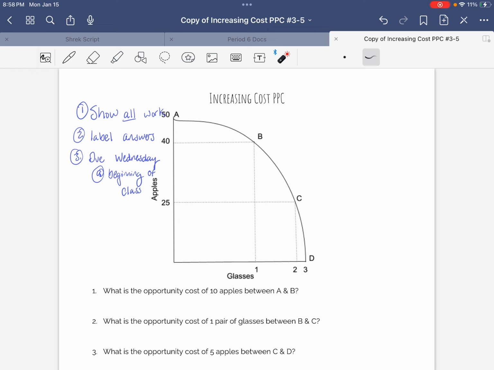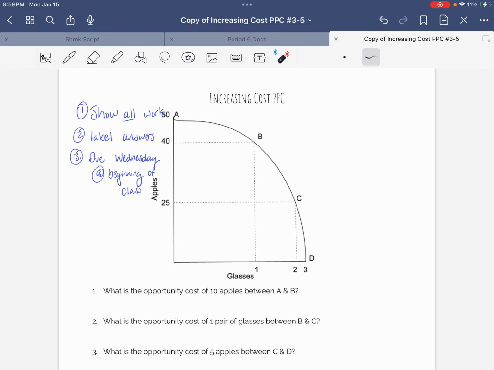So I'm going to reteach you guys, review how to read the graph because the ratio of the graph is not always the same. As you can see, the interval for glasses goes up by 1 every time, 1, 1, 1. But that's not the case for apples. It goes from 0 to 25 to 40 to 50. And so this means that the ratio is going to be different between every single point. So let's do all the point ratios to begin with.